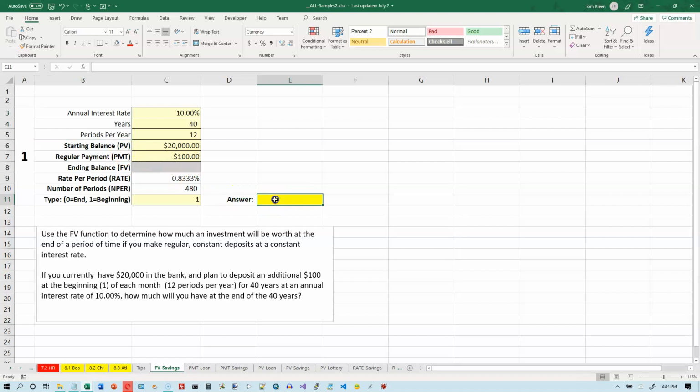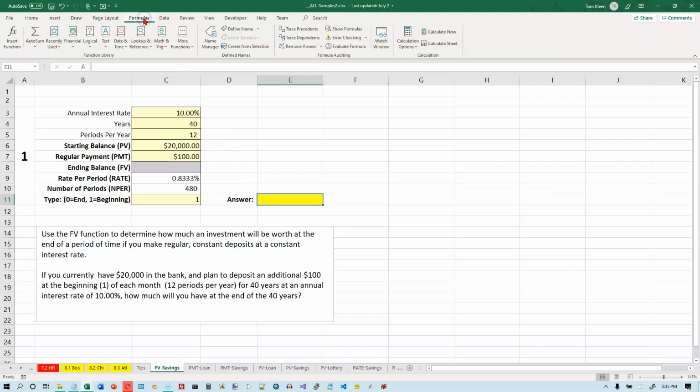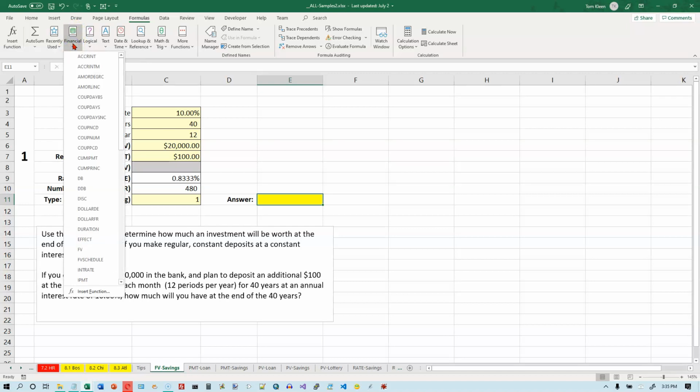Okay, so we need to figure out the future value, and let's go to where we're going to put our answer. So we're going to put our answer here in E11, and we need to go to our Formulas tab, and all the financial functions have a stack of coins over here, and let's click on that. There's quite a few of them that are built into Excel, and we're only going to look at 3 of them.